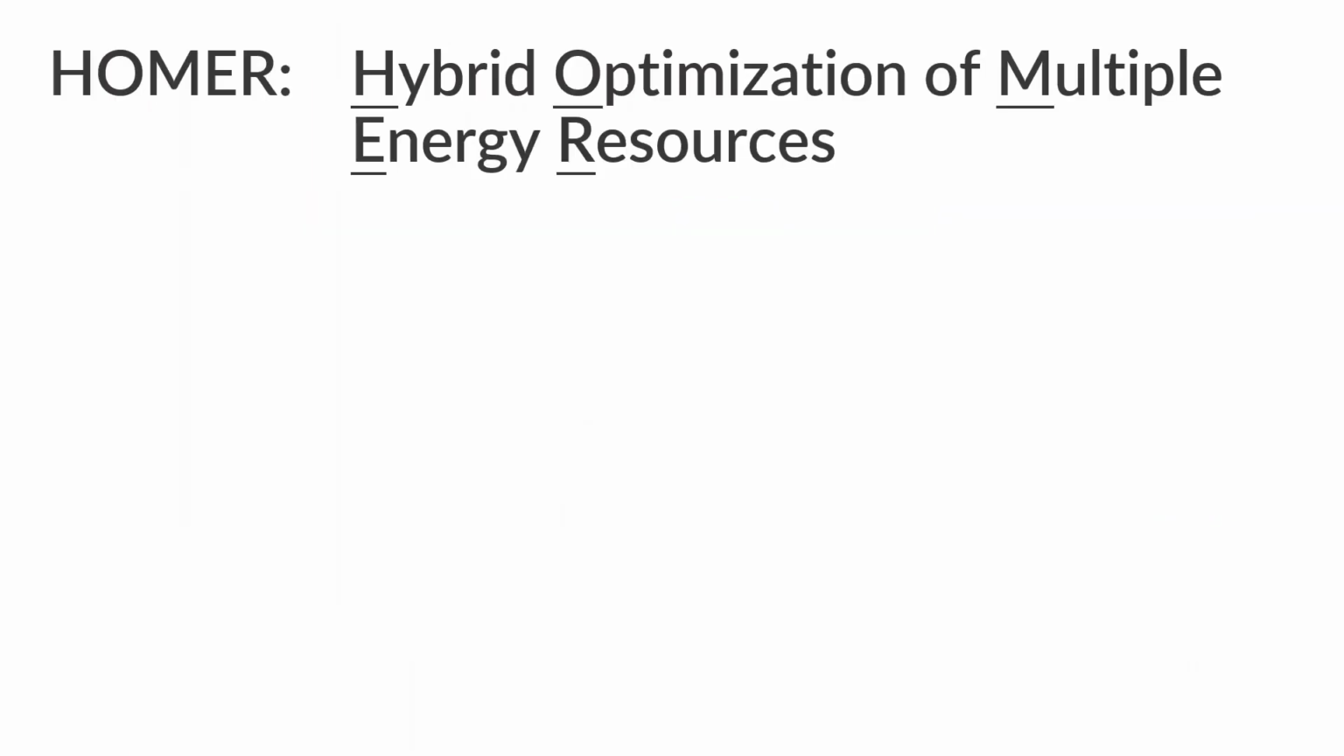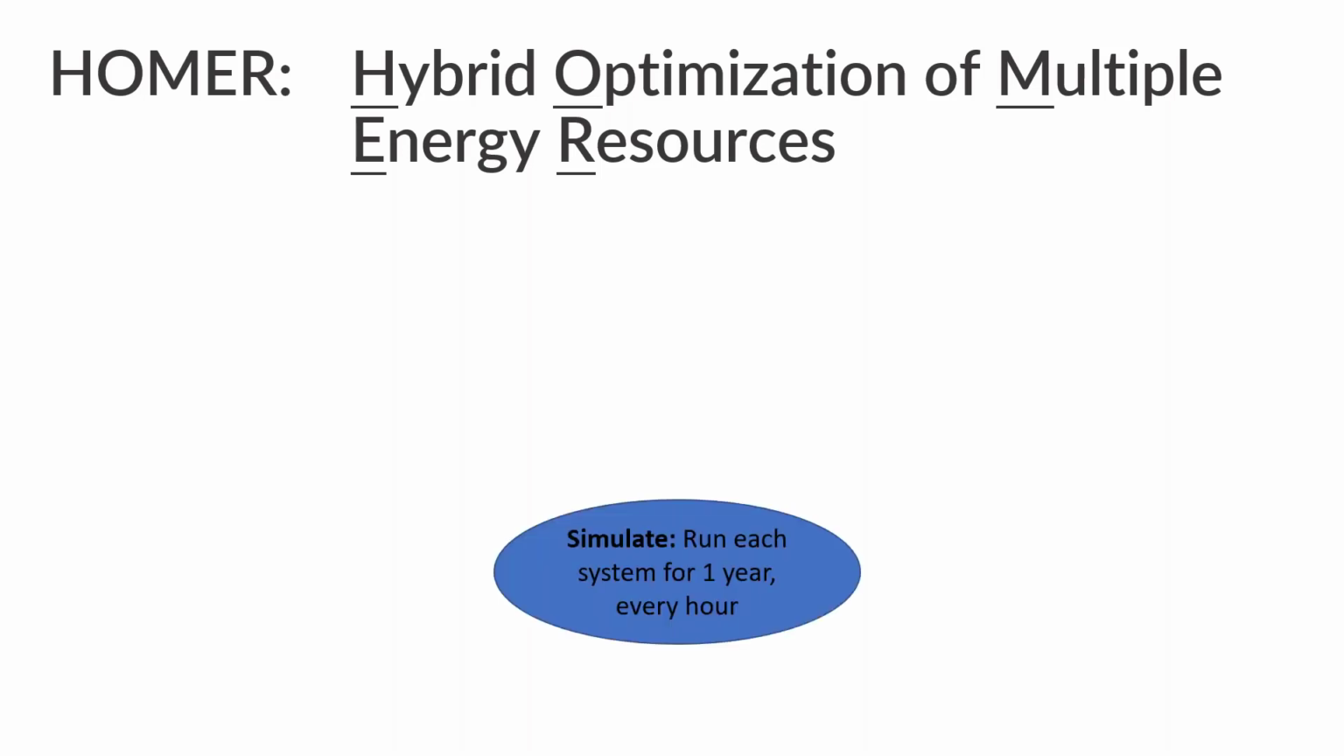So for those of you new to HOMER, the name is an acronym for Hybrid Optimization of Multiple Energy Resources. The HOMER approach includes three different processes nested together. At its core, HOMER has a simulation engine. It simulates the operation of an electric power system for 1 year, hour by hour or minute by minute, and then at each time step, HOMER looks for the most cost-effective way to meet the electric load based on the set of constraints that the user defines.